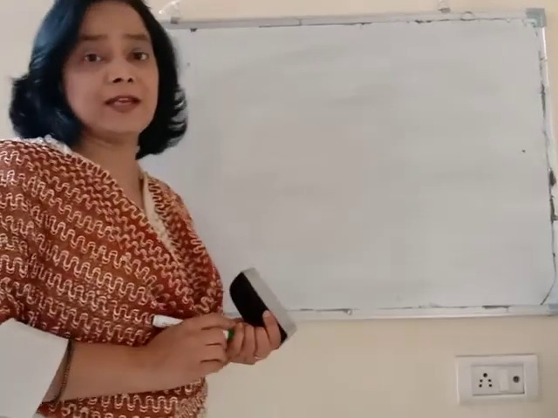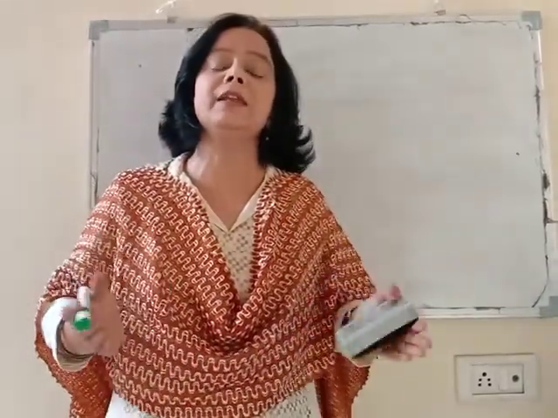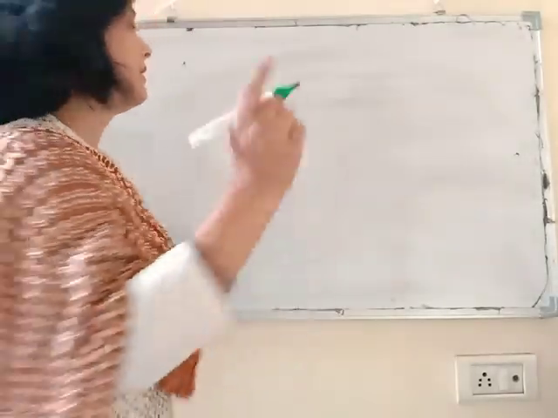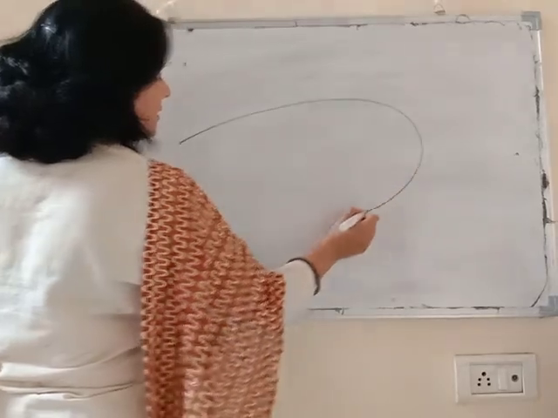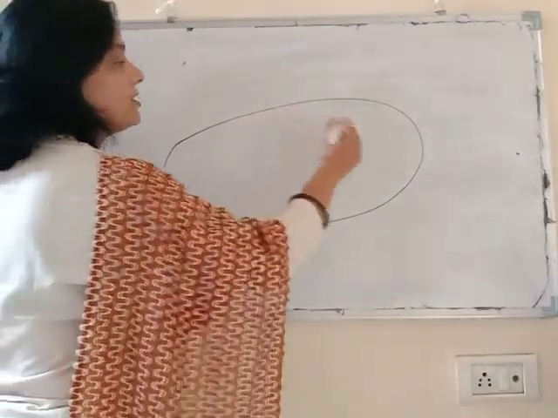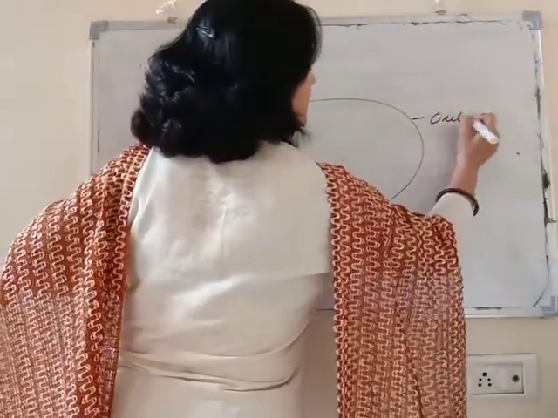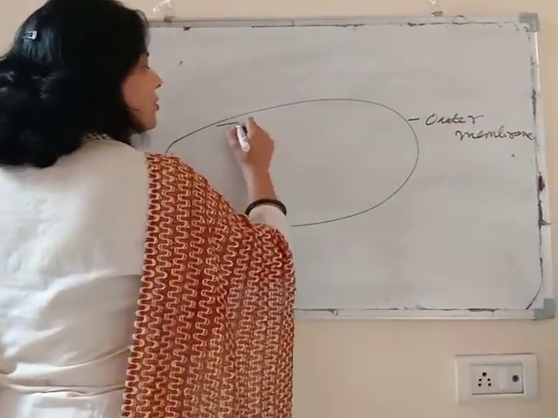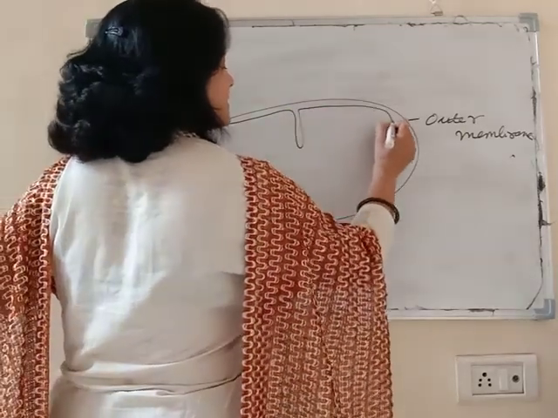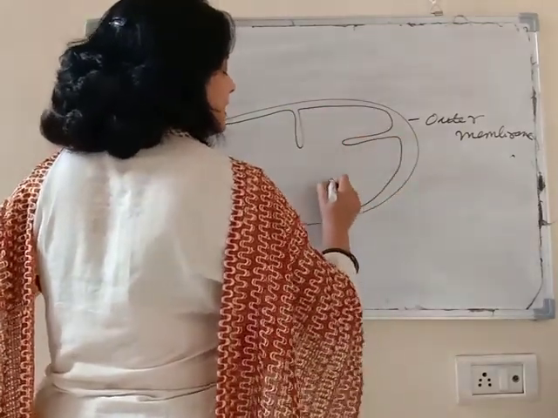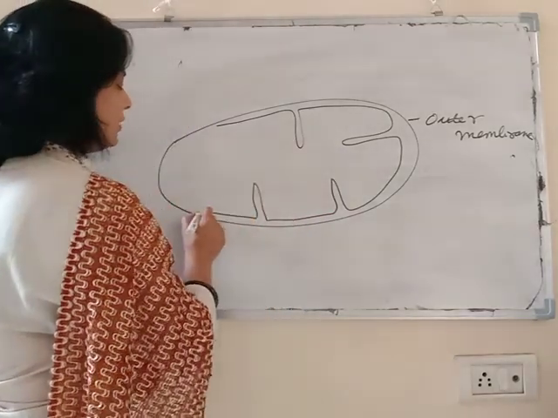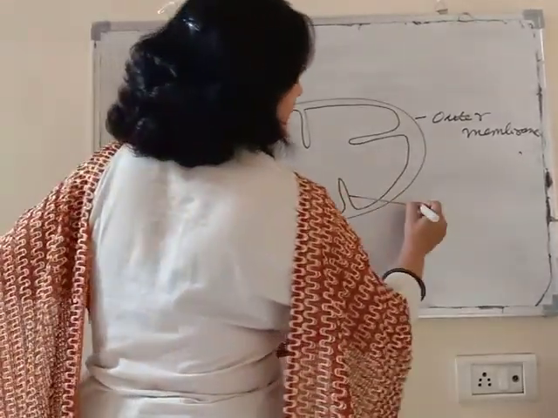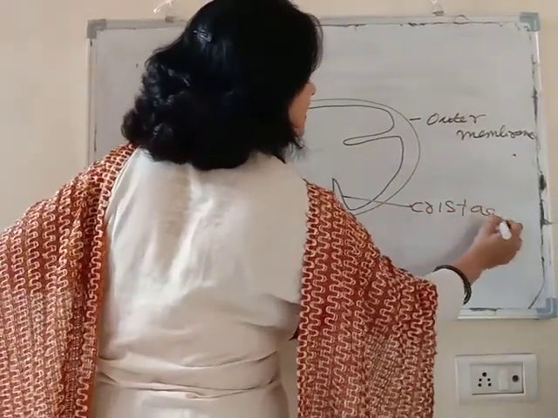Now, let us come to a bit of structure and function. The function is very clear. It provides energy for various activities of the cell in the form of ATP. Structurally it is double membrane bound. The outer membrane is continuous, and the inner membrane I will not draw continuous, I am doing it like this. The inner membrane is thrown into infoldings. These foldings are called cristae.